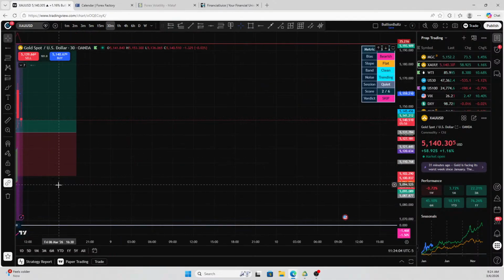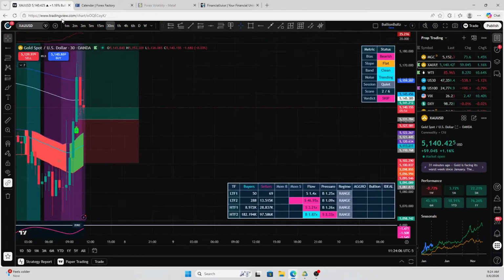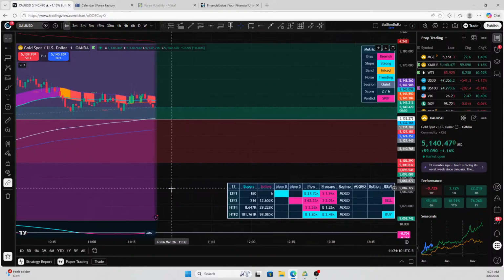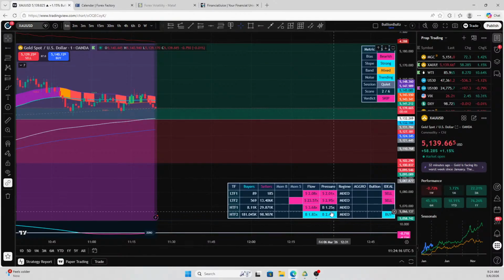The 30-minute candle is bearish, so we're going to wait. And if it hits break even, that's okay. It was a learning experience today. Pressure is still at 2.49. So that is a good sign.